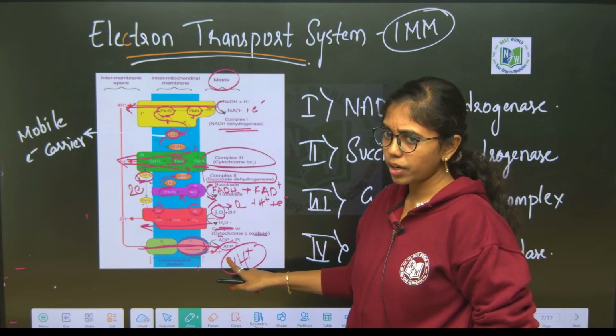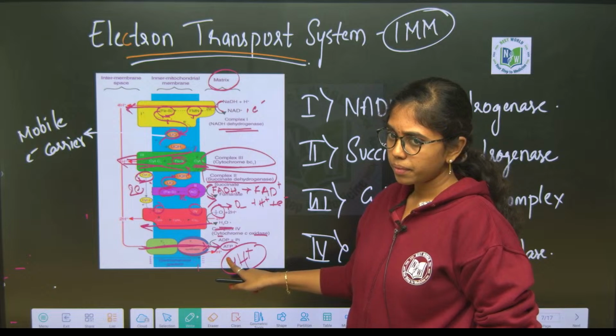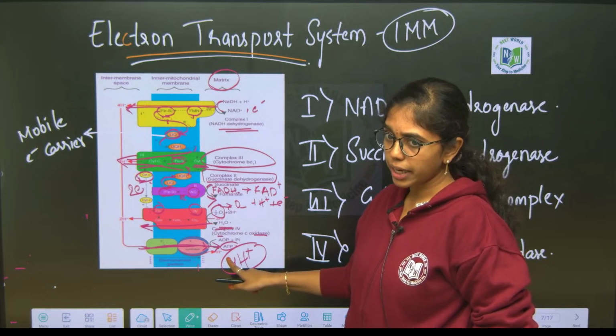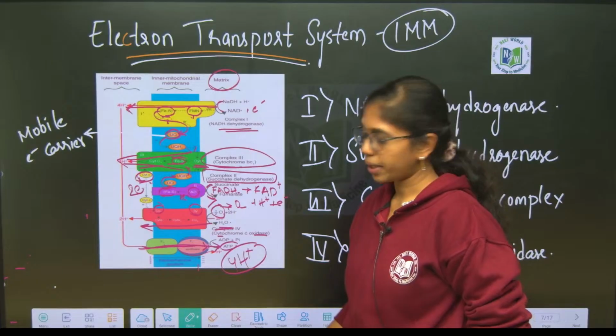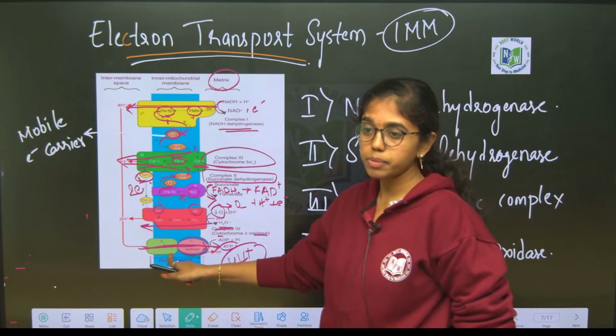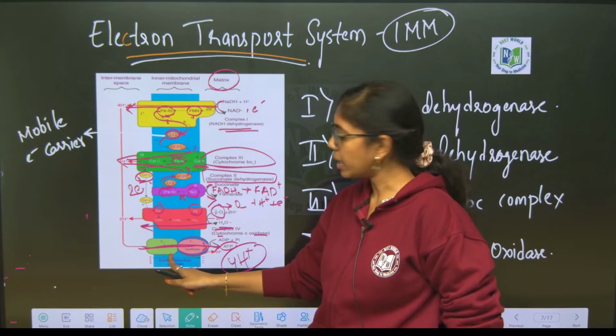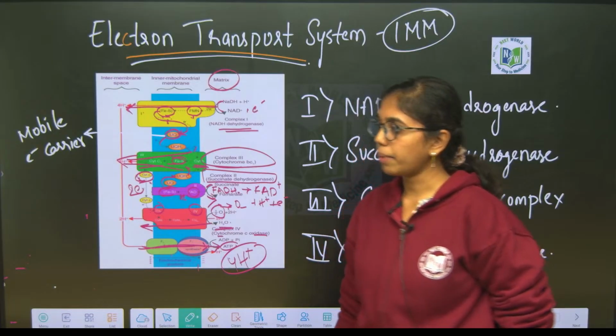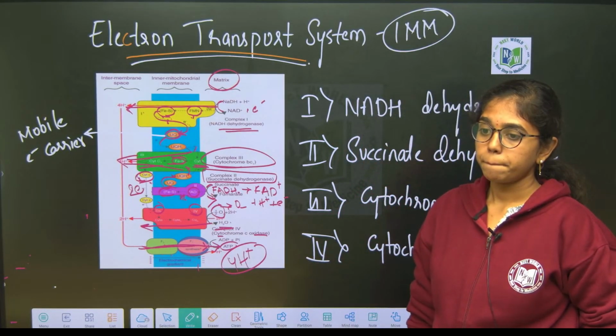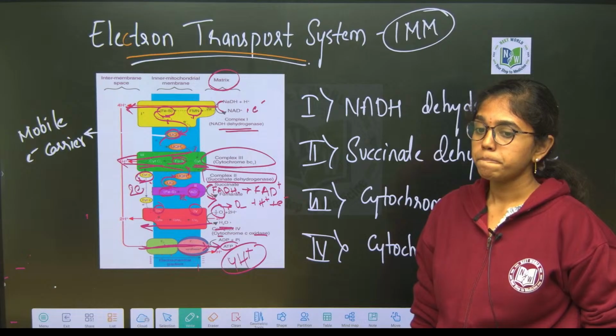Any doubts anywhere over here? F0 is inside or F1 is inside? F1 is inside the inner mitochondrial membrane. Sorry, F0 is present inside the inner mitochondrial membrane. F1 is towards the mitochondrial matrix. Done?